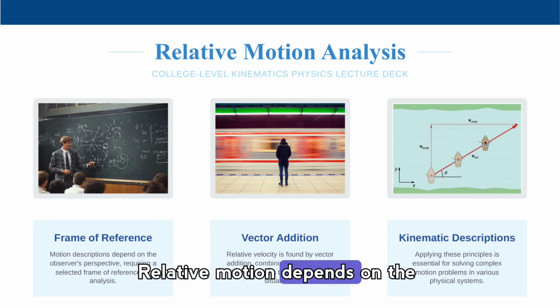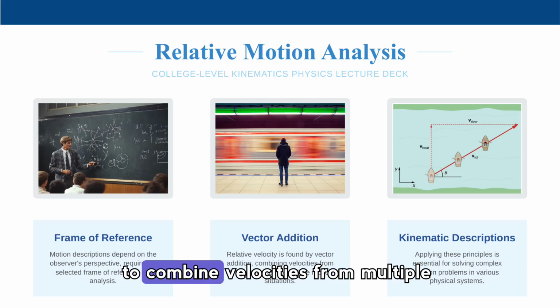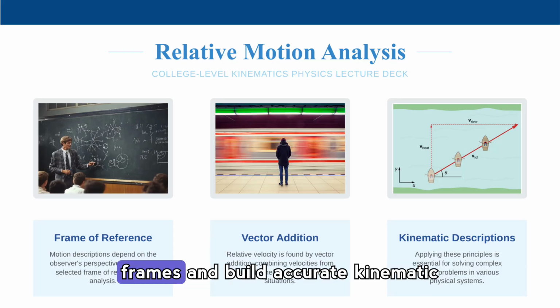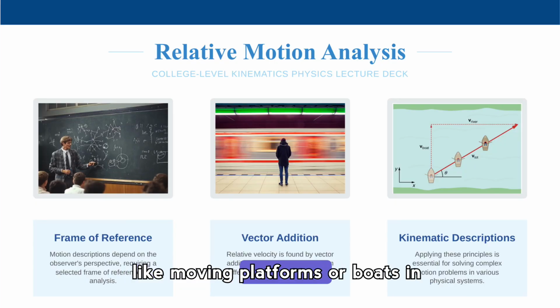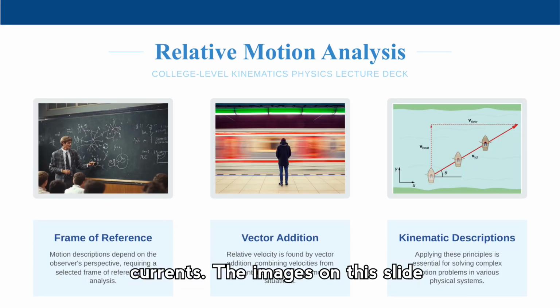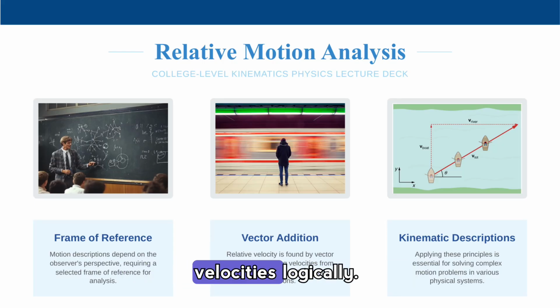Relative motion depends on the frame of reference you choose, so observers in different frames can describe the same motion differently. We use vector addition to combine velocities from multiple frames and build accurate kinematic descriptions for complex situations like moving platforms or boats in currents. The images on this slide emphasize perspective, reference frames, and how to assemble velocities logically.